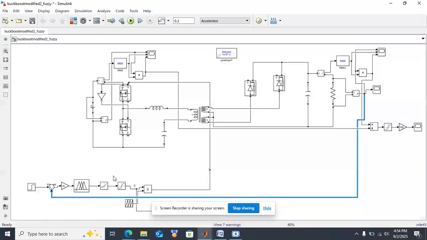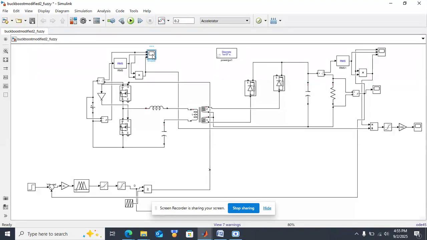The per unit error is given to the fuzzy controller. The fuzzy controller will convert the error to a duty ratio according to the rules, and that duty ratio is given for pulse generation. The generated pulses are given to the MOSFETs of the half bridge LLC converter. The secondary part is given to the rectifier, and the rectifier output is given to the load.